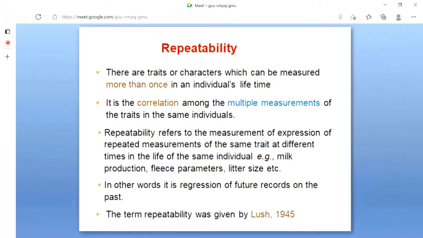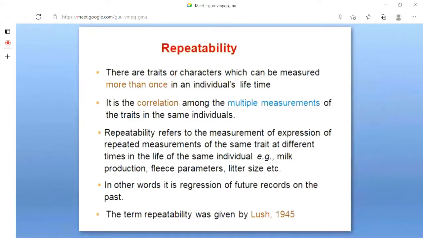And in the case of the pig, like farrowing, the litter size in the farrowing. In the first farrowing, you may have, say, 10 piglets. The litter size is 10. Then in the second farrowing, what will be the number? The same 10 will be there or not? And in the third farrowing, will the same litter size be there or not? That will be measured by the repeatability. The repeatability will measure those repeated traits.